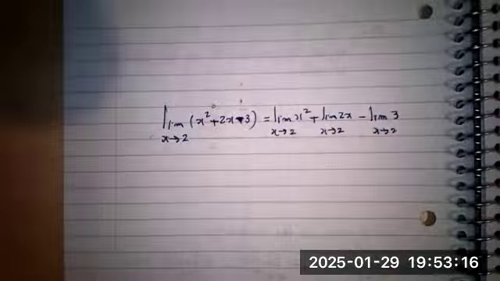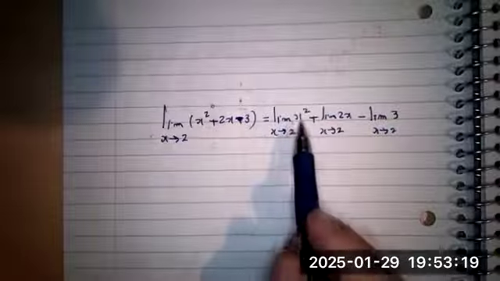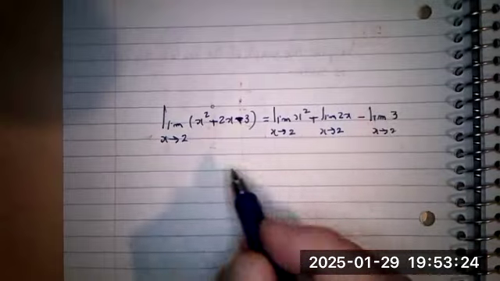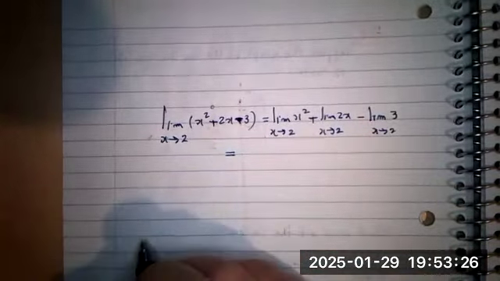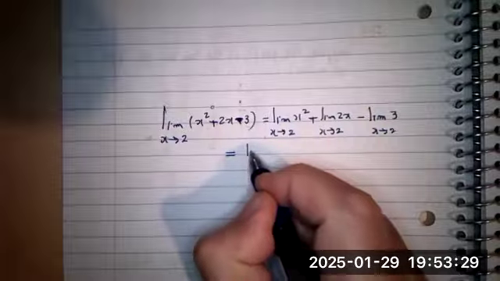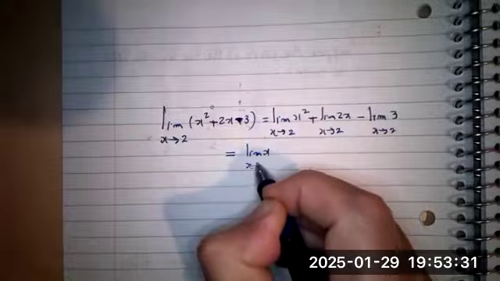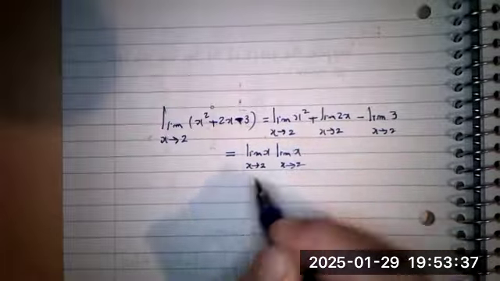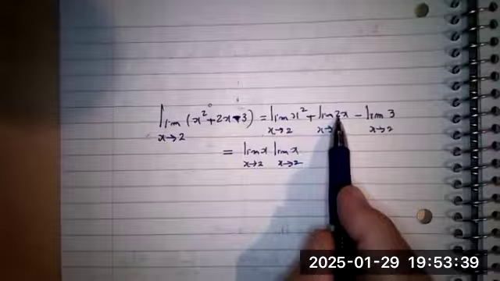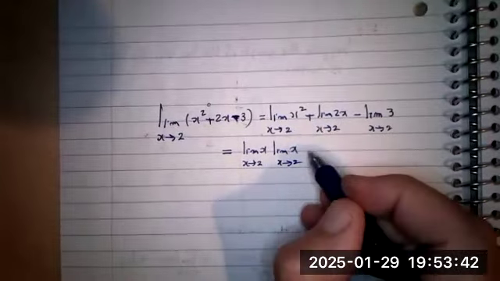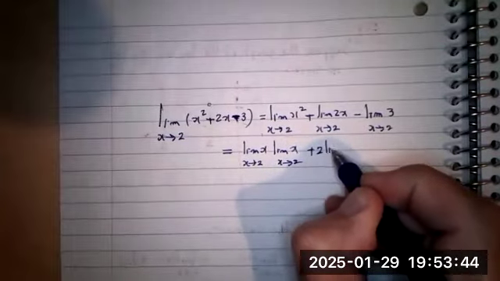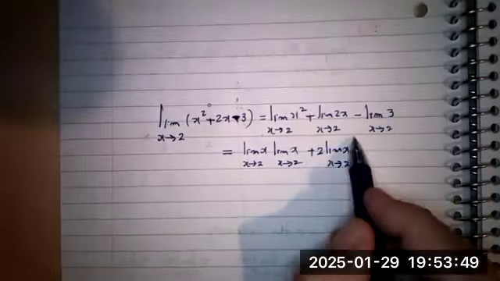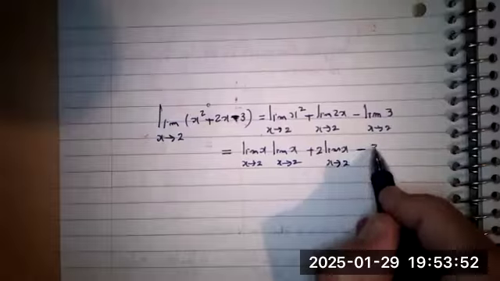Any question? Now break it again. X squared is what? X squared is x times x. So I can use the product rule. This is going to be the limit of x, x goes to 2, times the limit of x, x goes to 2. Here, remember there is a number here, k, I can put it out. So I'm going to plus 2 times the limit of x, x goes to 2. And this is just a number, so it would be unchanged.